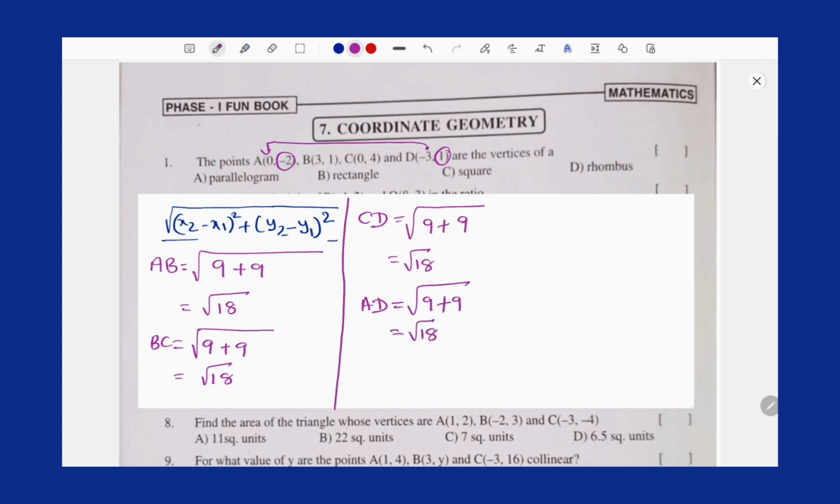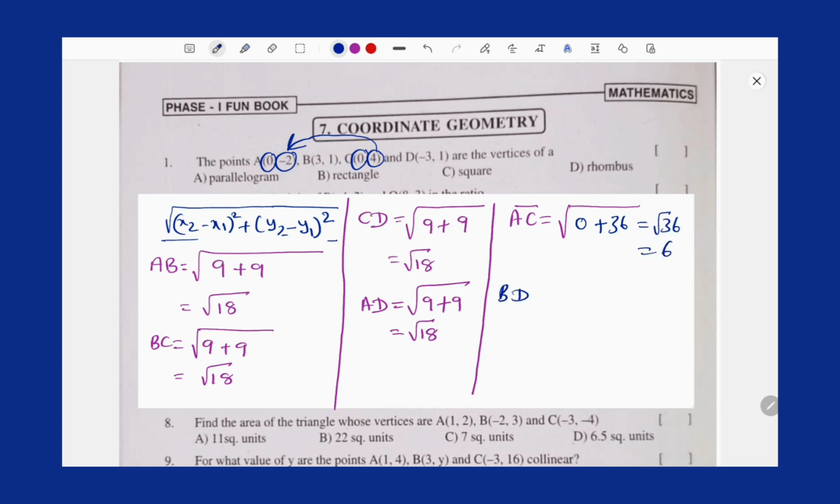So here what we get, four sides are equal. Now you can check the diagonals. That is AC. So AC is equal to, here it is 0, here it is 0, 0 minus 0 is 0, plus 4 minus (minus 2), 4 plus 2, 6 square means 36. So that is equal to root 36, that is equal to 6.